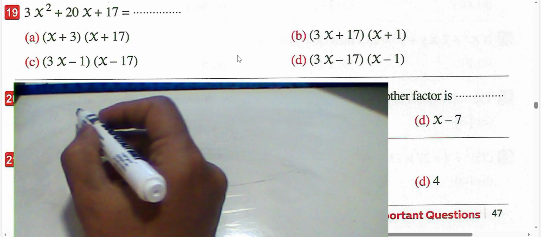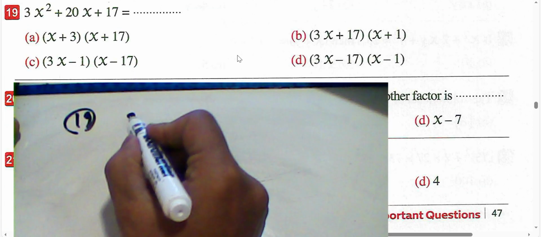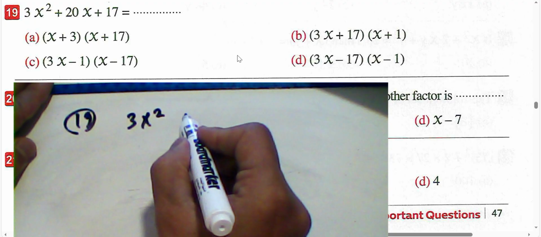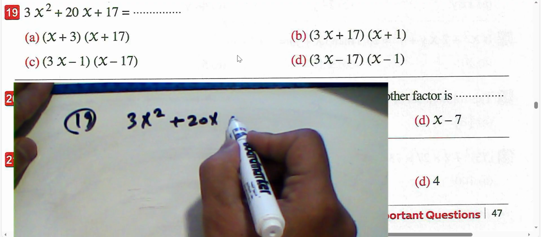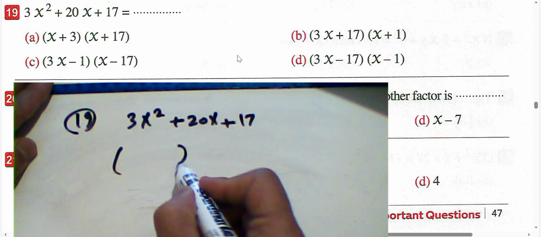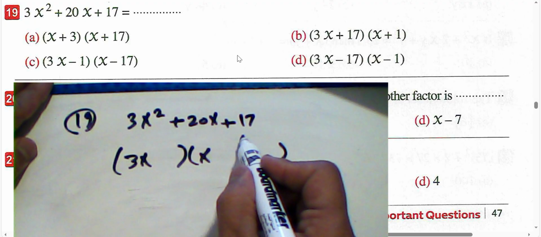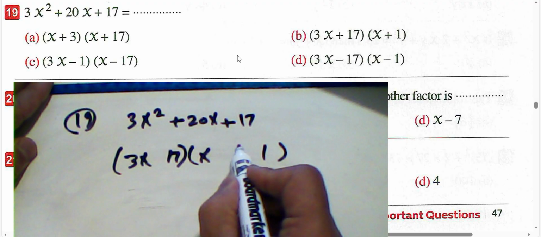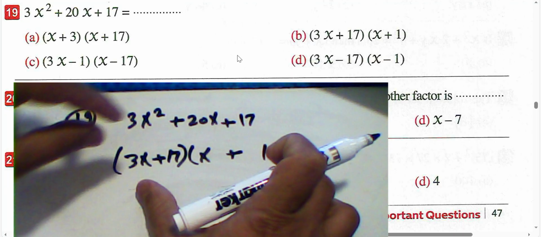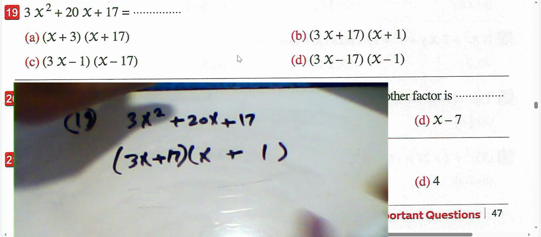We have question number 19. 3x power 2 plus 20x plus 17. We can factorize 3x power 2, 3x times x. We want two numbers whose product is 17. Right, 17 times 1, positive and positive. 3x and 17x, sum of them equal 20x.